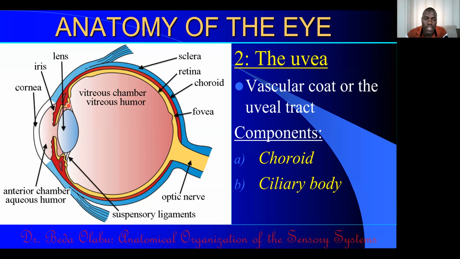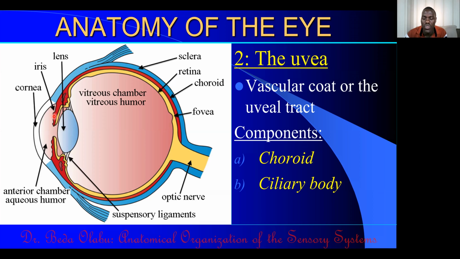Apart from suspending and adjusting the shape of the lens, the ciliary body also secretes the aqueous humor. The aqueous humor is the fluid here. The fluid inside here is what we call the aqueous humor. That fluid is secreted by the ciliary body and it enters through here, then flows through the pupil and comes here to be absorbed somewhere here and goes away through the region of the limbus. So two functions of the ciliary body: one, to suspend and adjust the lens, and two, to secrete the aqueous humor.